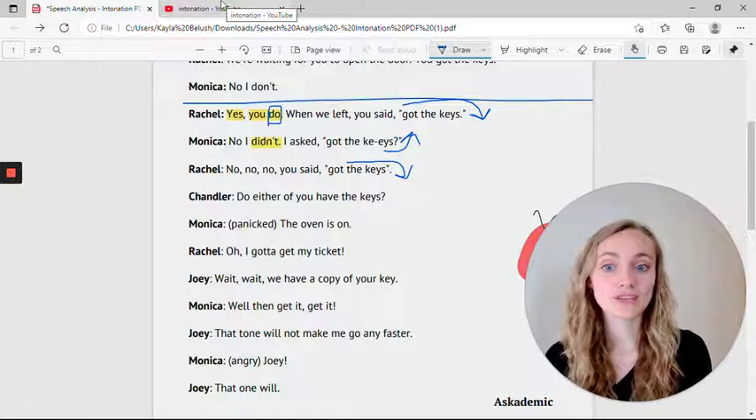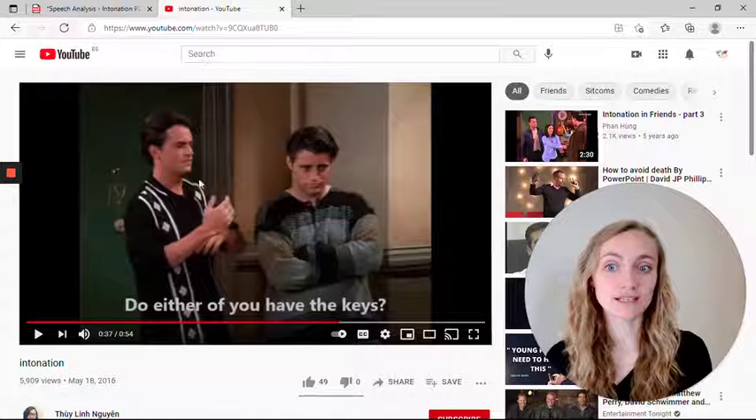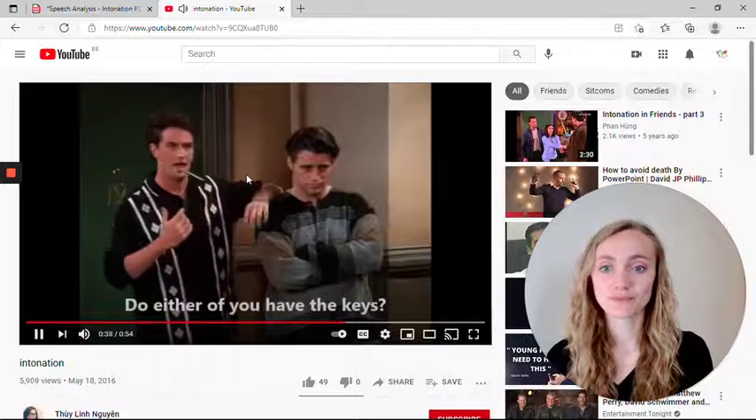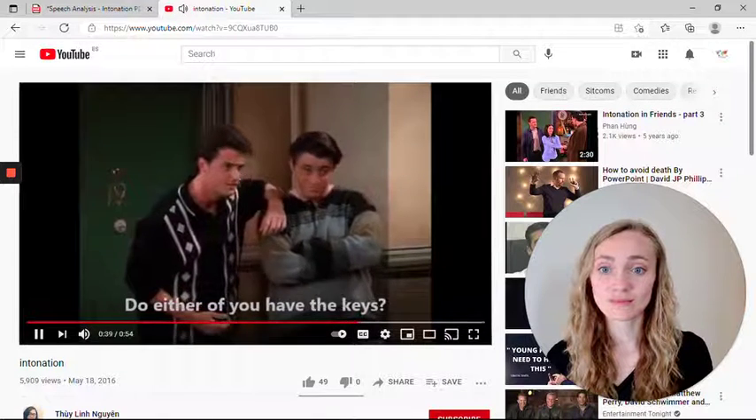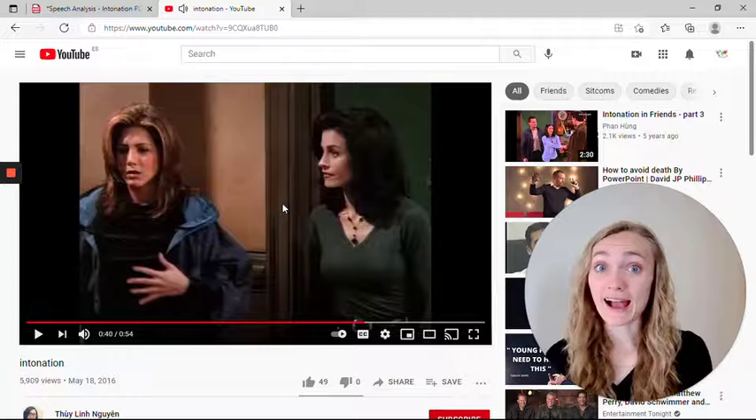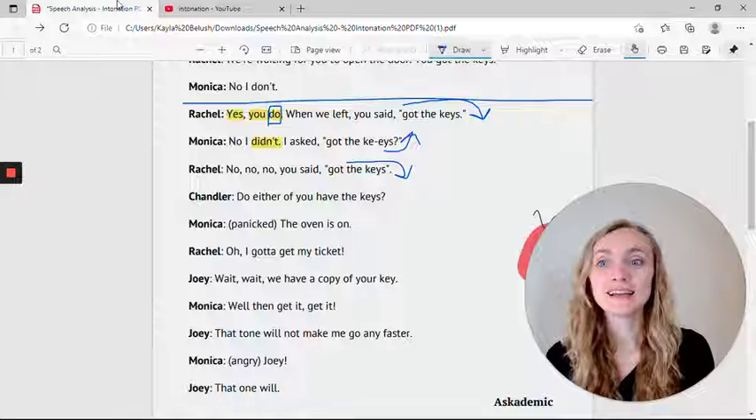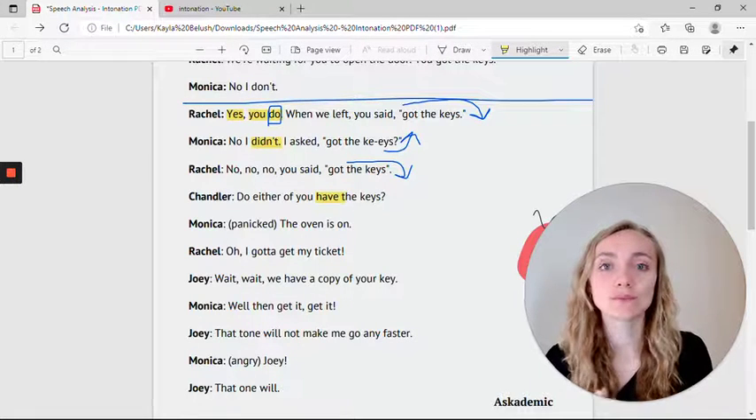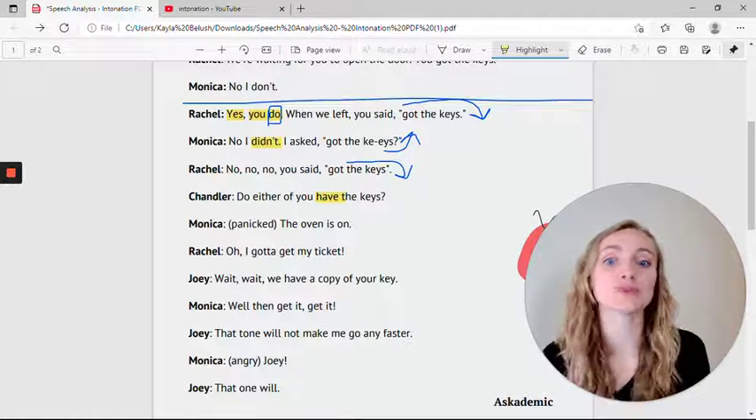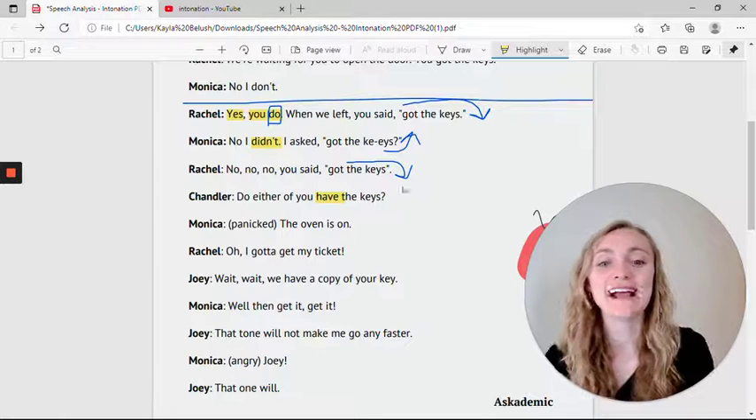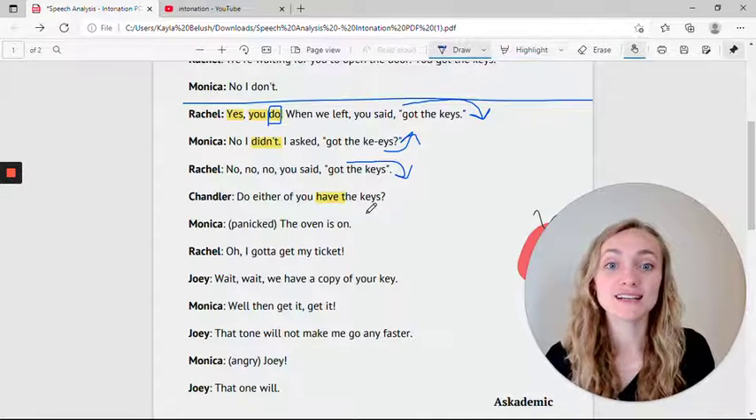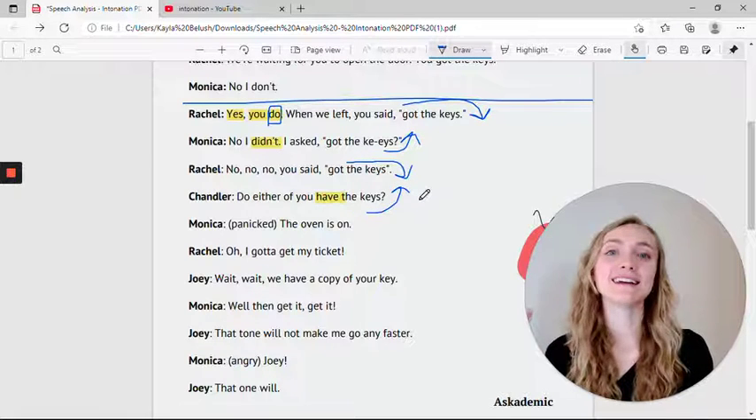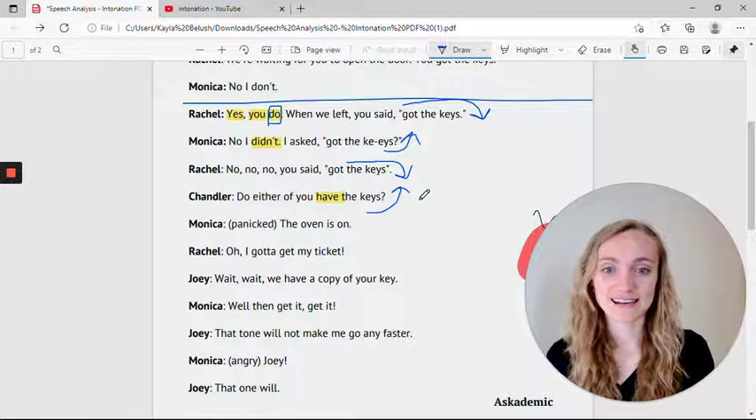Okay? And then Chandler comes in with a question. Either of you have the keys? Do either of you have the keys? So he's really stressing the word have here because we talked about stress before. He wants to know who has them. So this is the main verb he's using. Who has the keys, right? And then because he's asking a question, he exaggerates the fact that he's saying keys and he uses rising intonation.